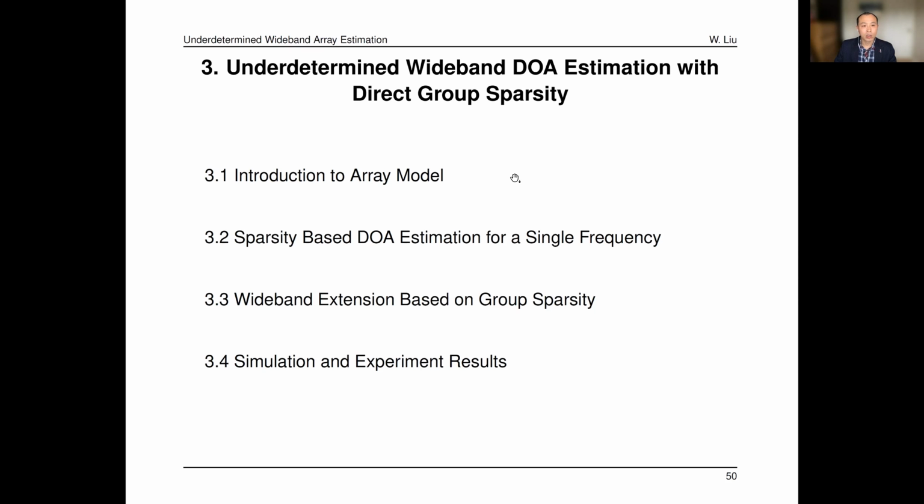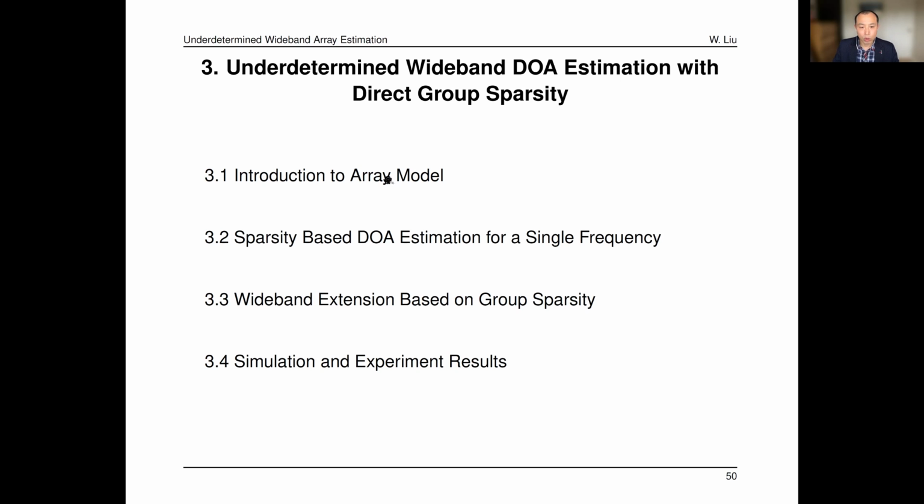Welcome to the second part of the T12 tutorial titled Underdetermined Wideband DOA Estimation and Target Localization. So for this second part, I will talk about these two sections. Section 3, Underdetermined Wideband DOA Estimation with direct group sparsity, and Section 4 is Underdetermined Wideband DOA Estimation exploiting frequency diversity.